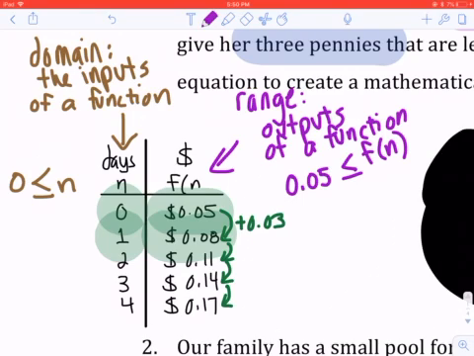So you notice I'm using inequalities here. If you're not familiar with that, we're going to be using those in the future. But all I'm representing here is that my output can be greater than or equal to 5 cents. Can't be less, because we're not taking any money out of Savannah's piggy bank, and she's not going to have negative cents. So again, domain is all the inputs of a function, range is the outputs of a function. Pretty straightforward, hopefully. And you're going to be using this vocabulary quite a bit.